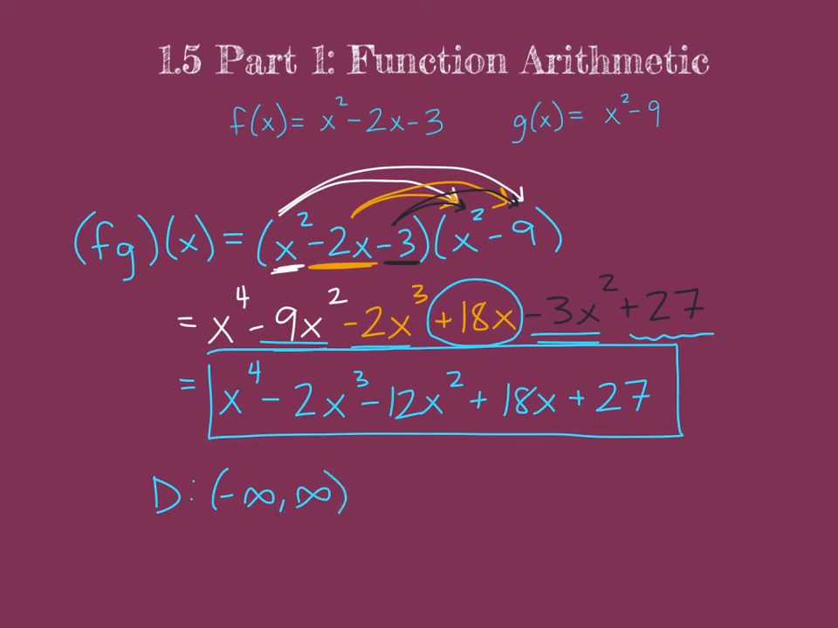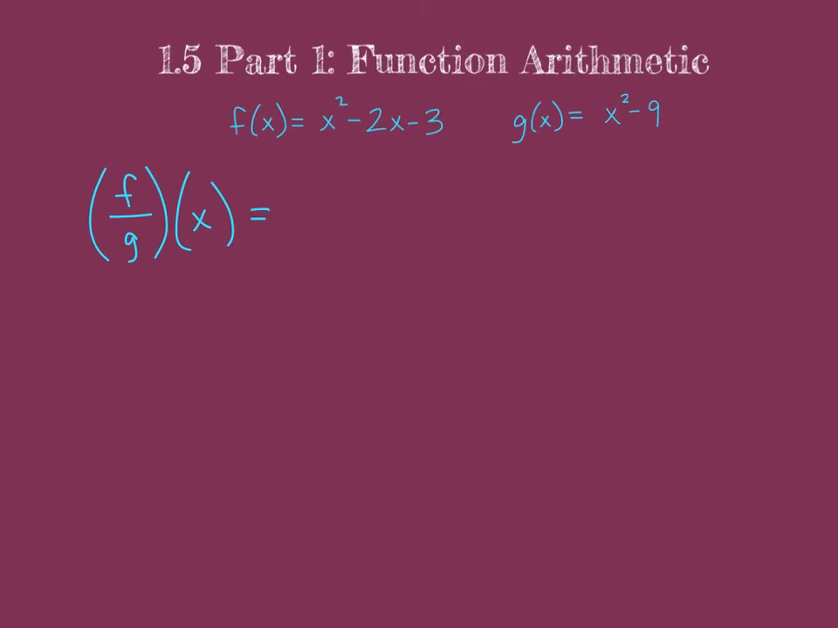Next, we are going to do some division. All right, our last thing, we're going to find f divided by g of x. So we'll put f of x in our numerator, and we'll put g of x in our denominator. Now, there's no greatest common factor in the numerator to factor out, nor is there one in the denominator. However, the numerator can be factored.